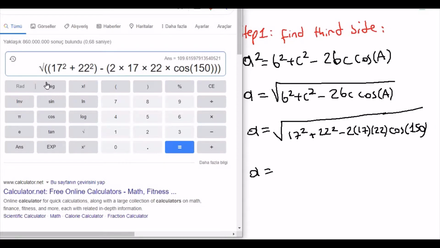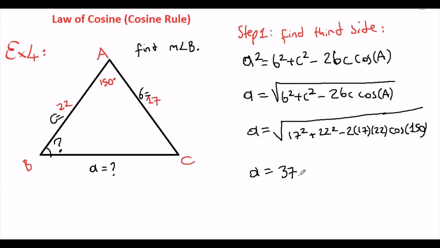And make sure your calculator is in degree mode. So we're going to have 37.69. Let's keep it in 2 decimals to get a more exact angle here. Or you can round up to 38 if you wish. Now we're going to apply step 2.